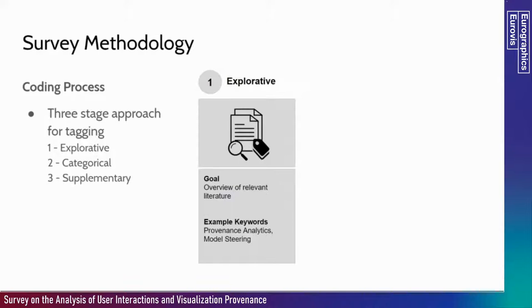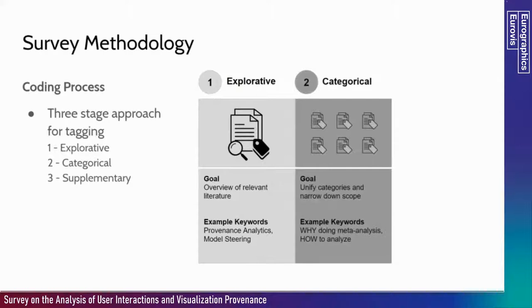The aim of the second round of coding was to unify the categories and narrow down the scope. That is why the second stage is called categorical tagging. To achieve this, we developed a closed set of keywords for the spectrum of possible reasons for doing meta-analysis on provenance data, as well as for the state of the art of user interaction analysis. Each paper was coded by at least two co-authors independently. All co-authors were in constant exchange to resolve cases of ambiguous and uncertain classification.